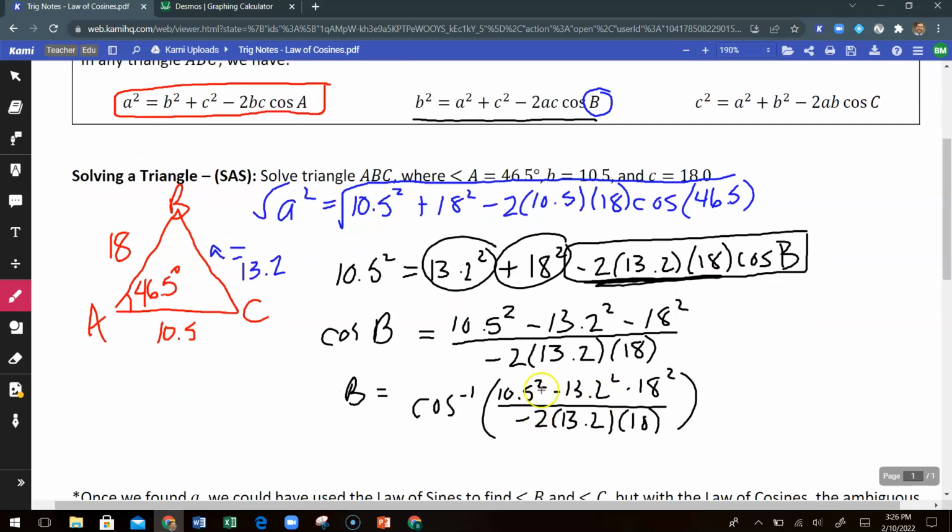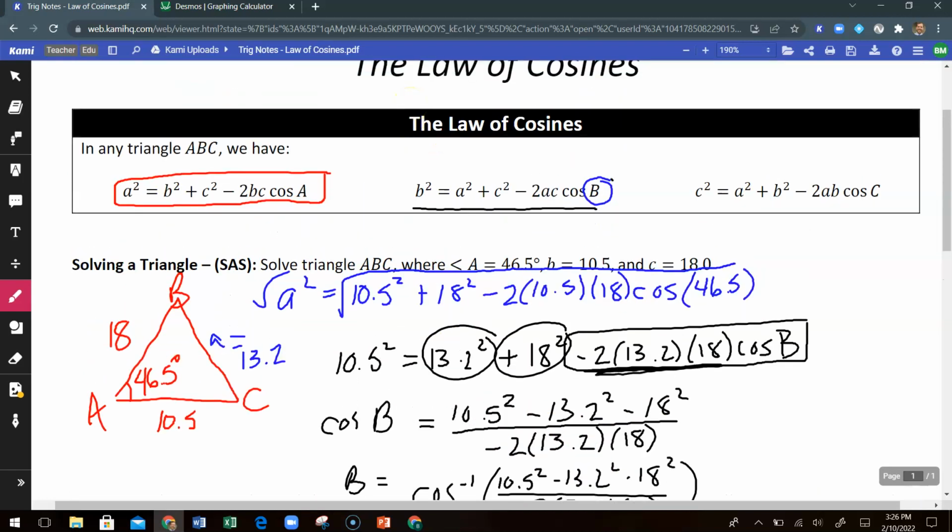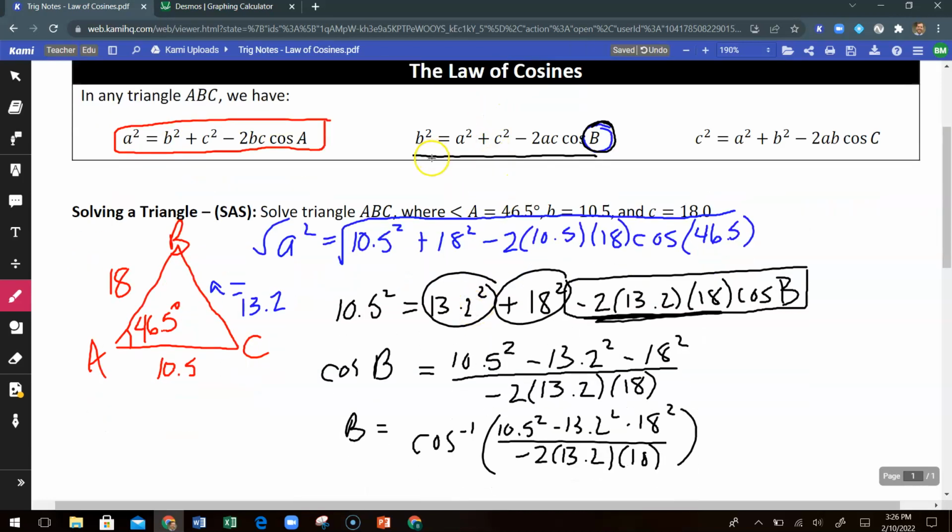So what did this actually look like? How did this come about? Essentially, whatever angle you're looking for, so I was looking for angle B, I have that side squared. So the side length B squared, 10.5 squared, minus the other two side lengths squared, divided by negative 2 times the other two side lengths. So notice the 13.2 and the 18, those are used twice. The 10.5 is only used once.